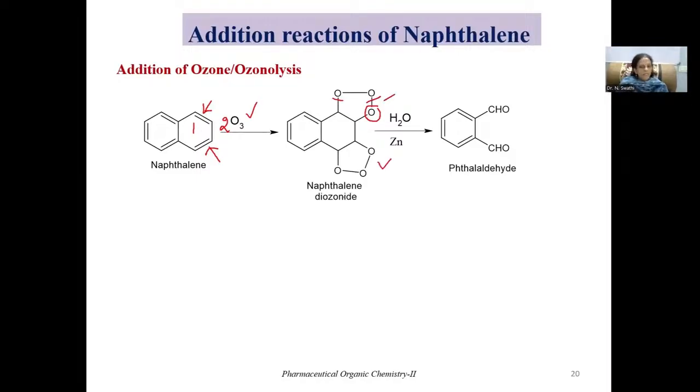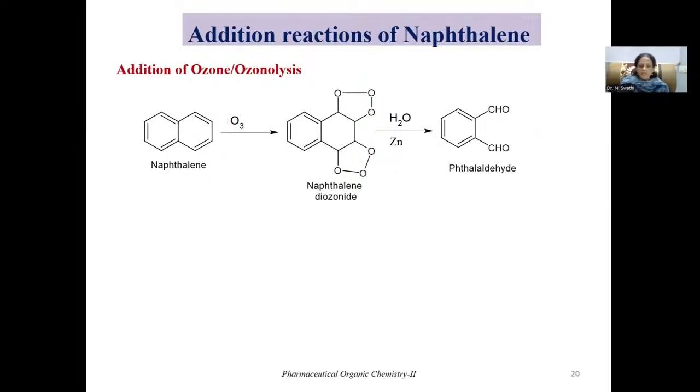And that is how we will be getting the corresponding diozonide as the product. That is, we will be getting naphthalene diozonide. Now, the resulting naphthalene diozonide is subjected to hydrolysis in the presence of zinc. During this hydrolysis, both the ozonide ring systems will undergo cleavage, and as a result there will be formation of the corresponding aldehyde, which is nothing but phthalaldehyde. And that is how, upon ozonolysis of naphthalene followed by hydrolysis, we will be getting phthalaldehyde as the product.